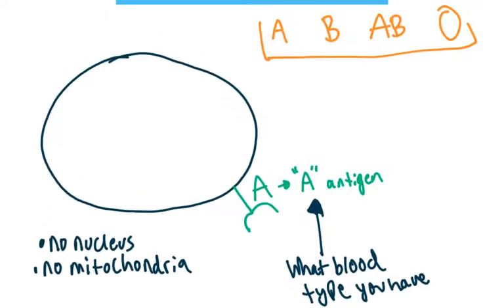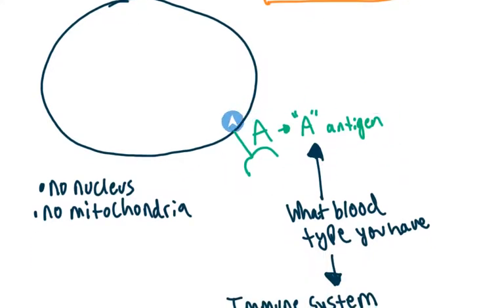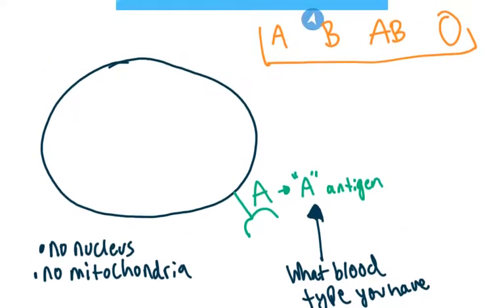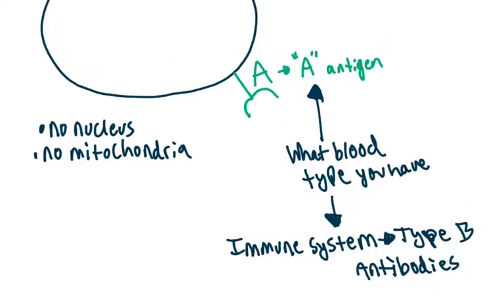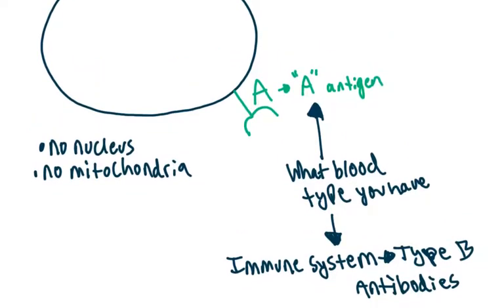So if you're type A blood, we said you're going to have an A antigen. Your immune system is going to recognize this A antigen and instead make B antibodies, and let's see why. In the case of a type A blood person, your immune system will make type B antibodies. It's going to make antibodies for the B antigen because you don't have that antigen. Whatever's foreign, because you don't have it on your red blood cells, your immune system is going to make antibodies against that.